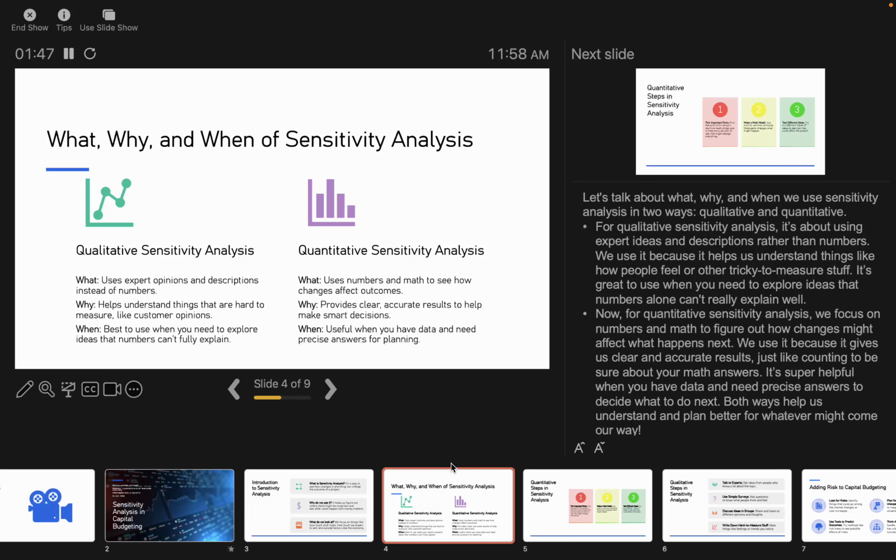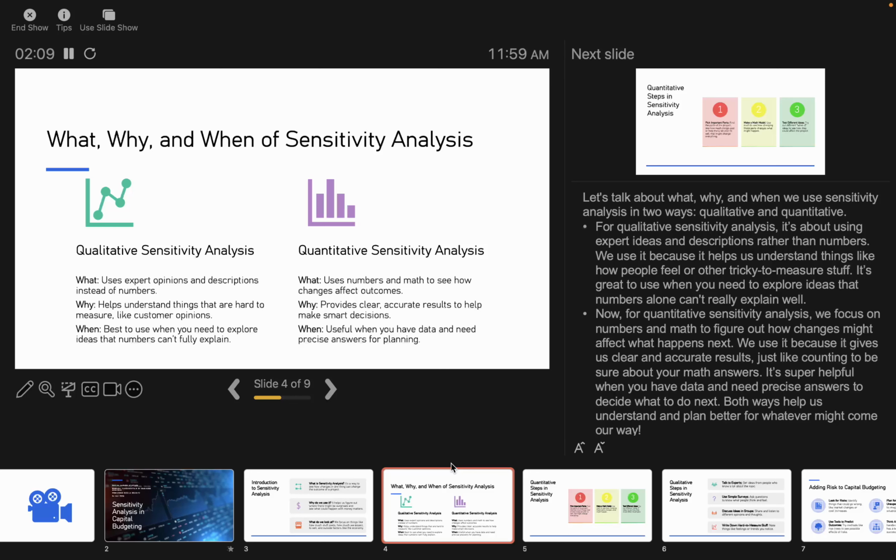Slide 2. What, why, and when of sensitivity analysis. Let's talk about what, why, and when we use sensitivity analysis in two ways: qualitative and quantitative. For example, qualitative sensitivity analysis is about using expert ideas and descriptions rather than numbers.